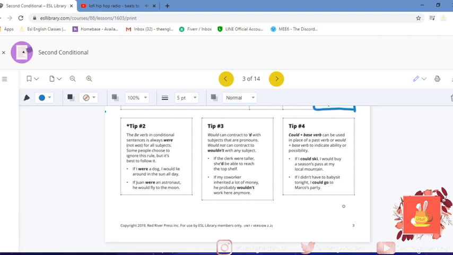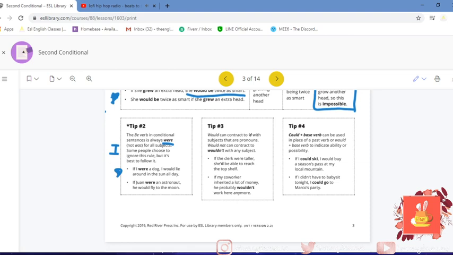So tip number 2. The be verb in conditional sentences is always were, not was, for all subjects. Some people choose to ignore this rule, but it's best to follow it. If I were a dog, I would lie around in the sun all day. If Juan were an astronaut, he would fly to the moon. So, I talked about this before on a previous lesson. If you come across a word with I and you say was, oops, if I can write it.